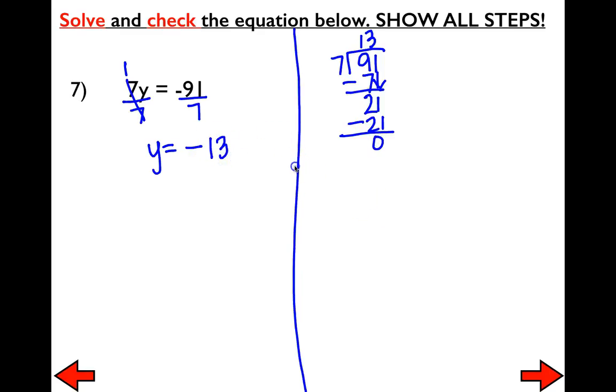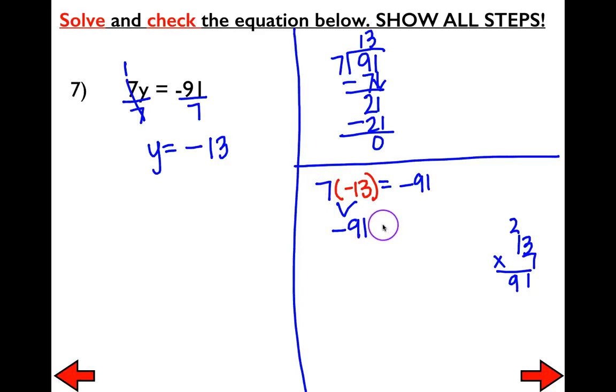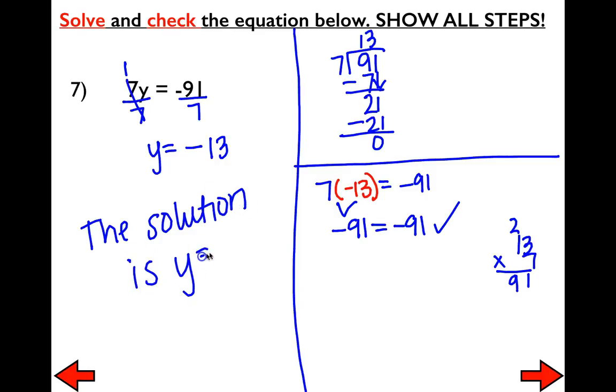But before I confidently state that that is my solution, let's check our work. Let's go ahead and put 7 instead of a y. Let's go ahead and put a negative 13 in parentheses. And let's check to see if that equals a negative 91. Well, let's see. 13 times 7, that is 1. Carry the 2. That's 9. So negative 91, because a negative times a positive is a negative. It looks like it works, so I can confidently say the solution is y equals negative 13.